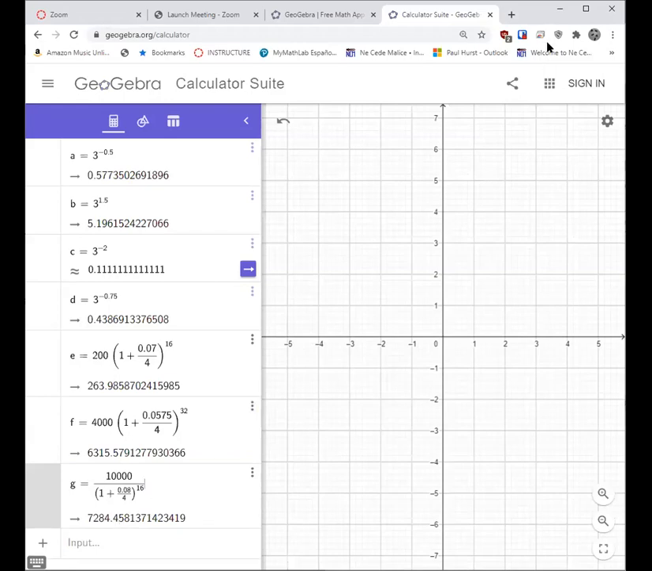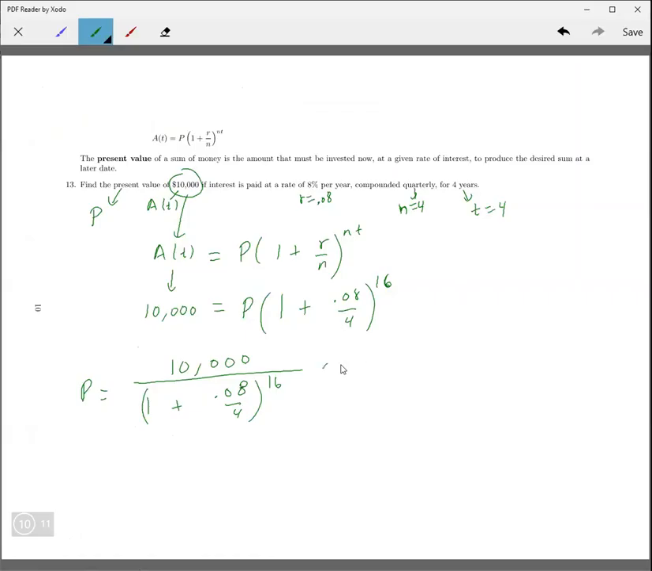Okay, so let's go ahead and put that back into the other document. $7,284.46. Okay, so that's what, if you invested that much money right now at 8% interest compounded quarterly, then in 4 years you'd have $10,000. Okay, so there you go.